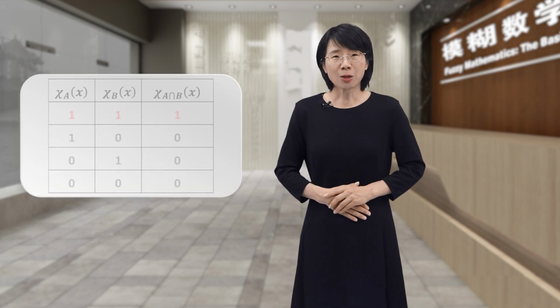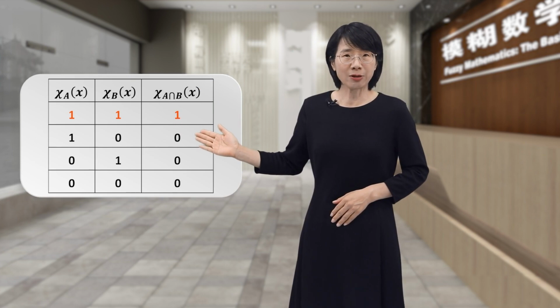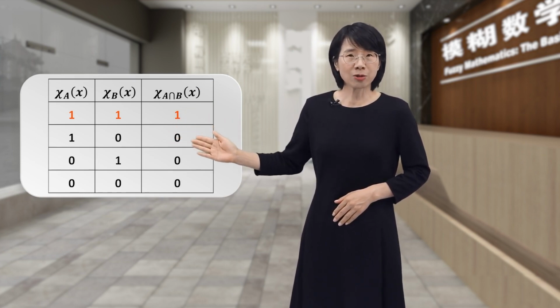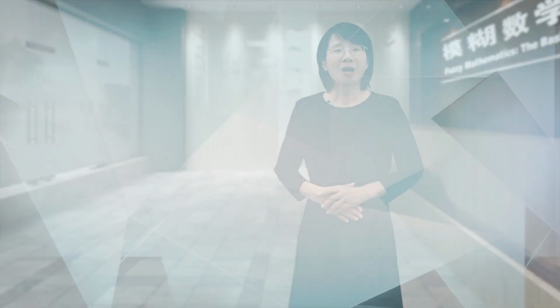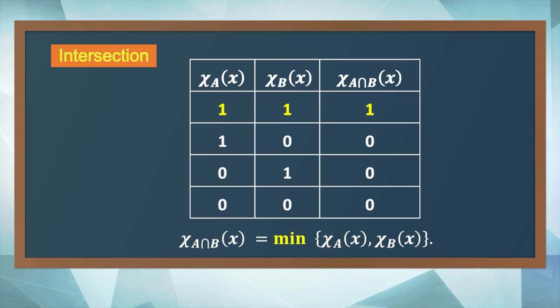What does that mean? That means the characteristic function of the intersection is the minimum of the two. Let's check. The minimum of 1 and 1 is 1. The minimum of 1 and 0 is 0. The minimum of 0 and 1 is 0. The minimum of 0 and 0 is 0. So, the characteristic function of the intersection of x is the minimum of chi sub A of x and chi sub B of x. Wait a minute.